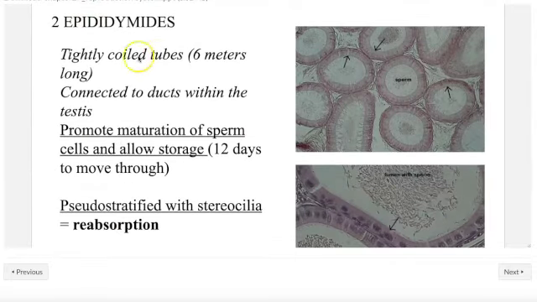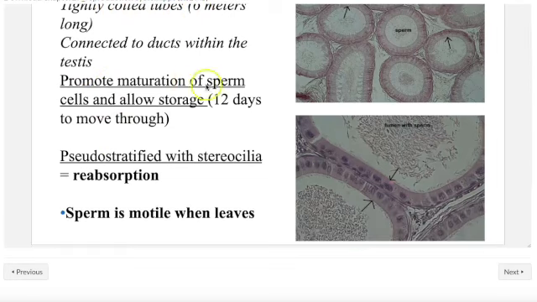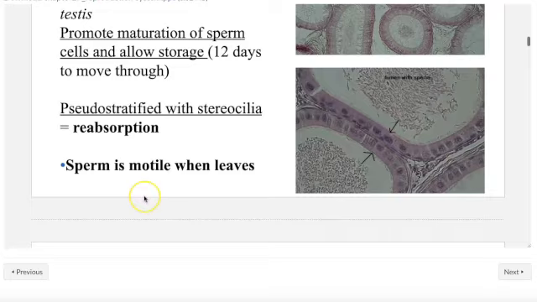It's another tightly coiled tube, connected to the duct within the testes, that promotes maturation of the sperm cells and allows storage, taking 12 days to move through. Here is where you have pseudostratified epithelium with stereocilia for reabsorption. Sperm is not motile until it leaves.